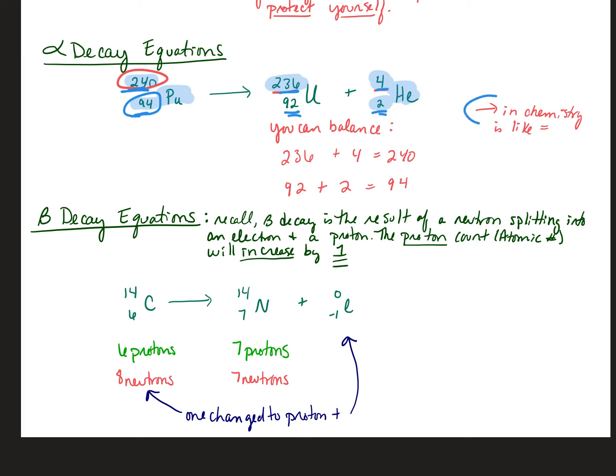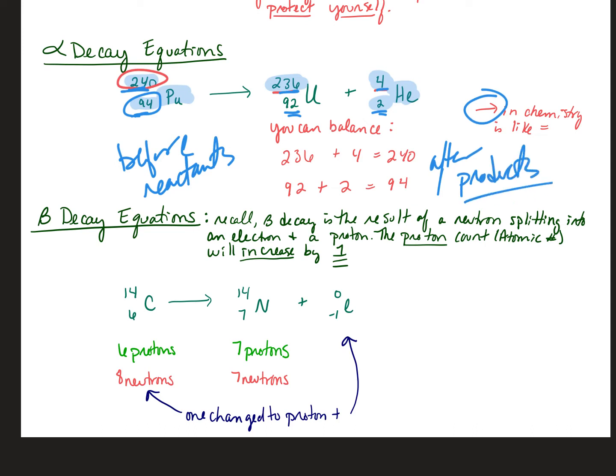Keep in mind that this little arrow sign in chemistry is kind of like an equal sign in math. It's just showing that this is the before and this is the after. So this was what we refer to as the reactants, and this is what we refer to as the products. Okay. Next we have beta decay equations.